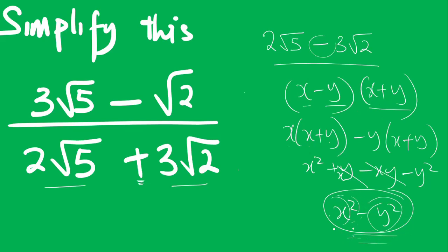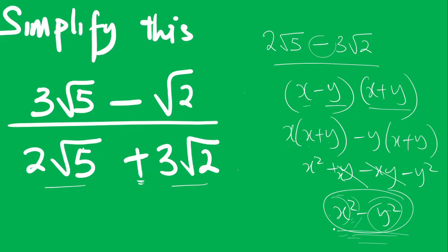Because if you take the square of this, you will now have a value that is a rational number. So there will not be an irrational number. So let's proceed. You see what we're saying.